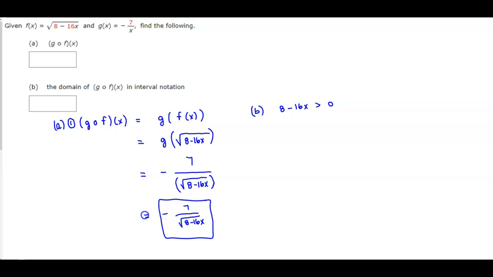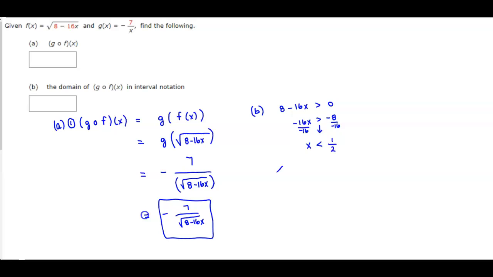So now we need to solve for x. We're going to subtract 8 from both sides. So we have negative 16x, which is greater than negative 8. Now we're going to divide both sides by negative 16. When we divide by a negative, that means we need to flip the inequality. Negative 8 divided by negative 16 gives us positive 1/2.